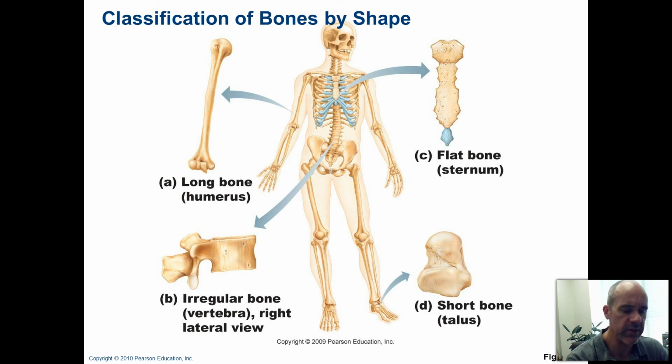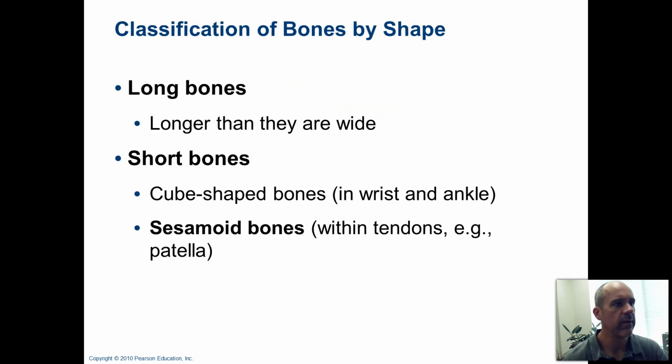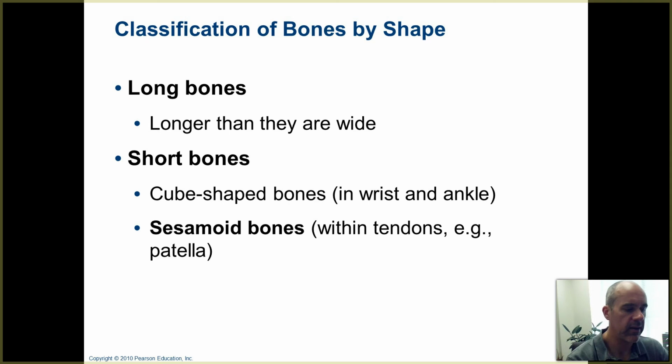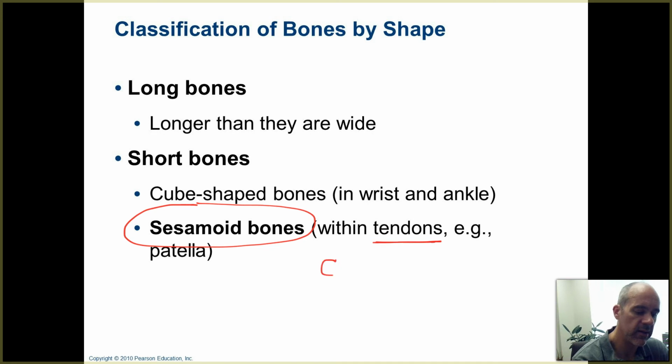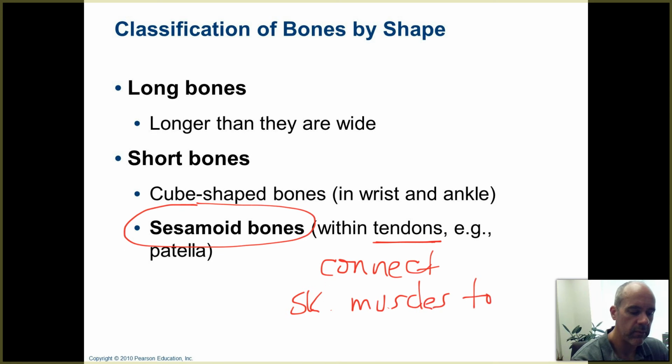But you do want to be familiar with that terminology because it does come up occasionally. Another term I do want you guys to be familiar with: sesamoid bones. That's a special case where you have a bone that is embedded within tendons. Tendons connect skeletal muscles to bones, and so a sesamoid bone is a bone that is actually embedded within a tendon.